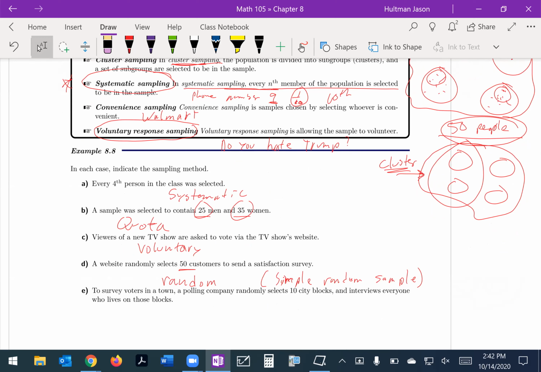And then, to survey voters in a town, a polling company randomly selects 10 city blocks and interviews everyone who lives in those blocks. So they're randomly selecting 10 of the blocks. I don't know how many, maybe there's 20 blocks, but they're randomly selecting 10 of them and only interviewing in those 10. What's that called?